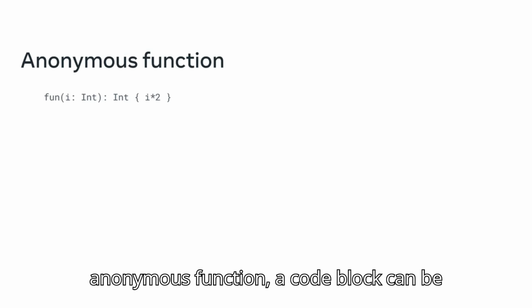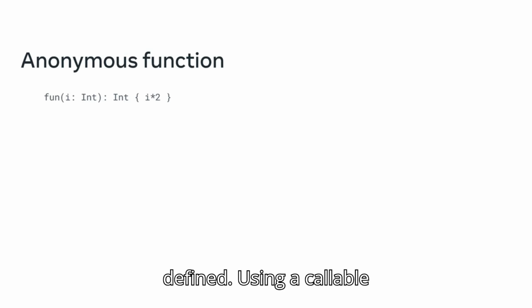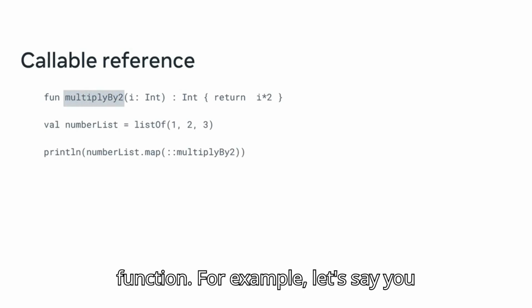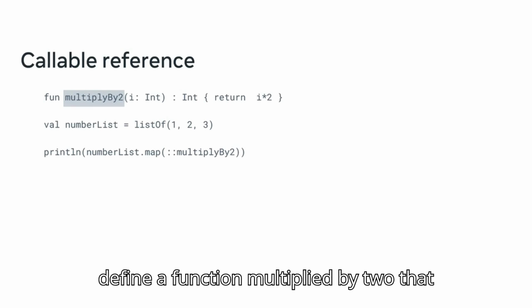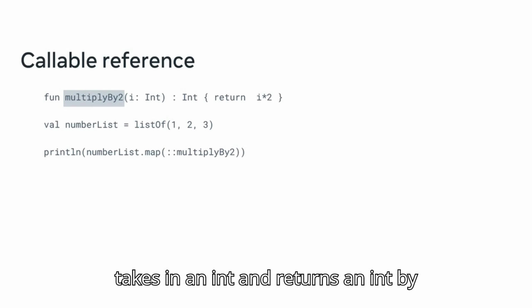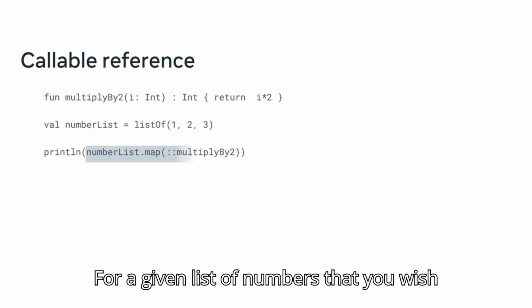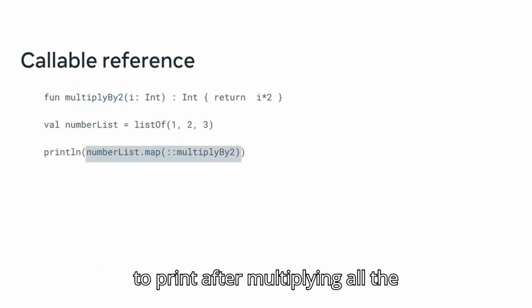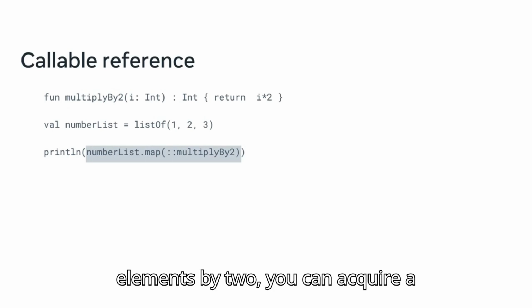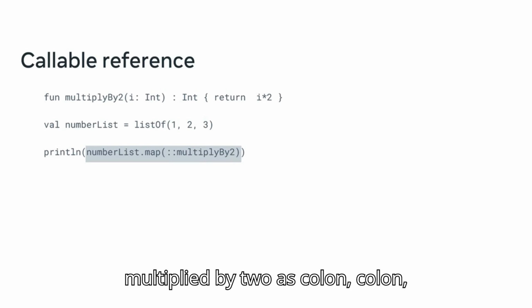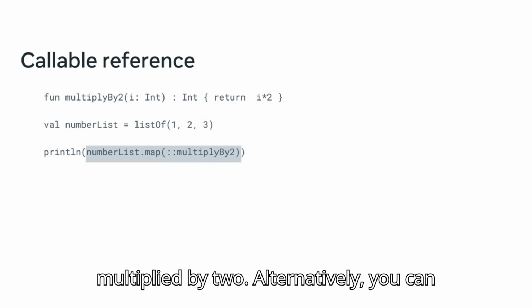In an anonymous function, a code block can be defined. You can also use a callable reference that returns a function type value for an existing declaration of a function. For example, let's say you define a function multiplyBy2 that takes in an Int and returns an Int by multiplying the argument value by 2. For a given list of numbers that you wish to print after multiplying all the elements by 2, you can acquire a function type instance for the function multiplyBy2 as ::multiplyBy2.